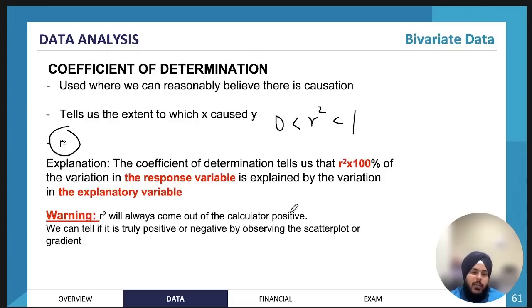The coefficient of determination gives us information about the correlation of the two variables. How correlated are they? The way that we can interpret the coefficient of determination is that you take r squared times 100%, so you convert whatever the r squared value is into a percentage, of the variation in the response variable is explained by the variation in the explanatory variable. So you would have to substitute in what the response and explanatory variables are in your particular scenario. But this is essentially the overall structure, which you should be really familiar with.